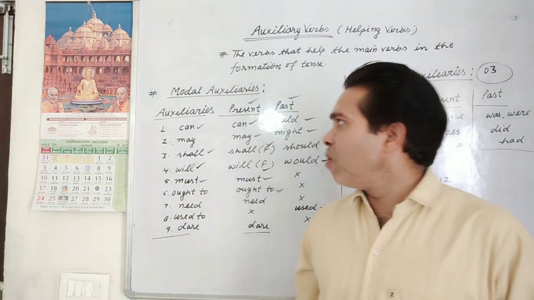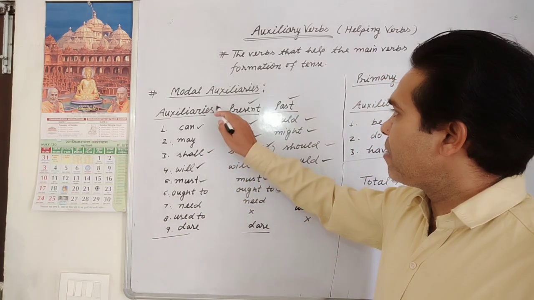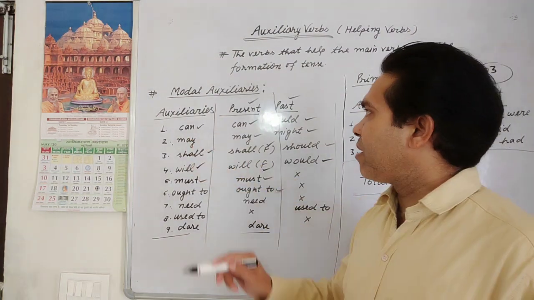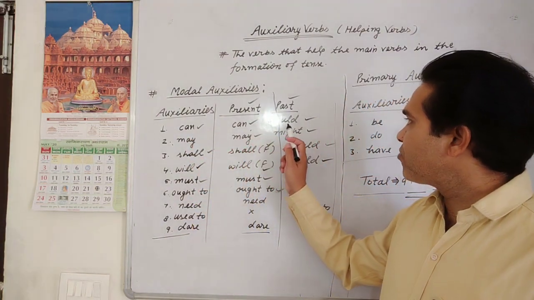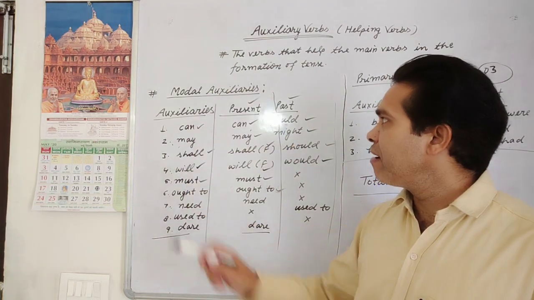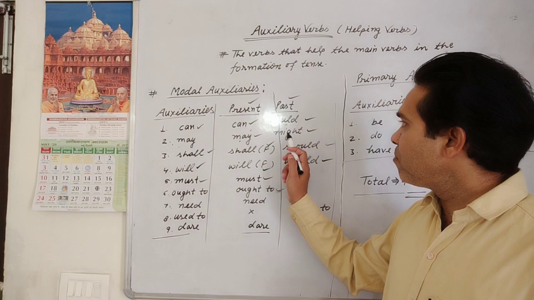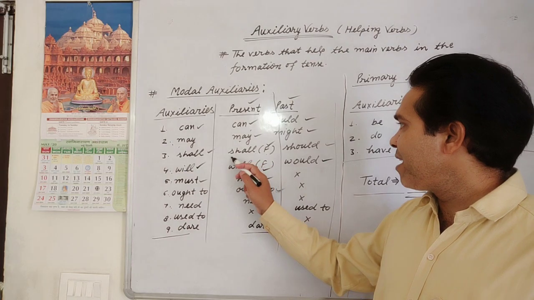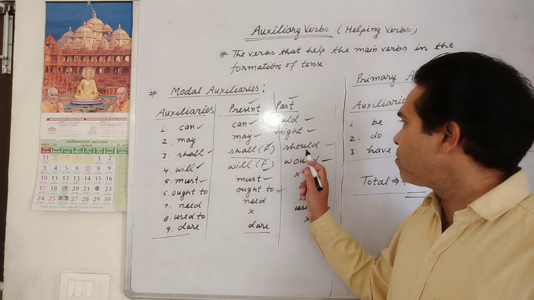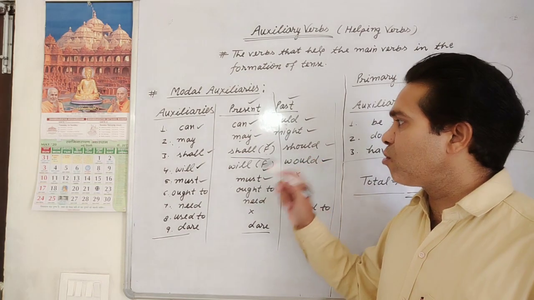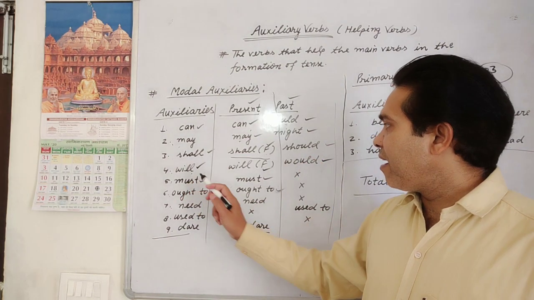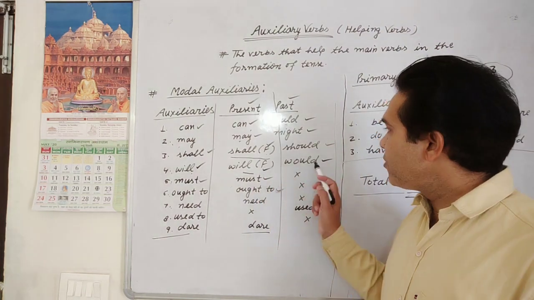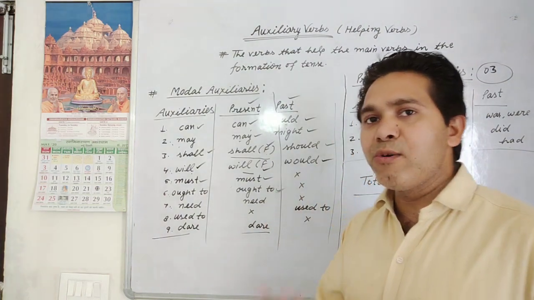Now, modal auxiliaries. You can see the same: I have made three columns. First, can, present form can, past form could. Second, may, present form may, past form might. Third, shall, and future form I have written here, F. Shall, and past form should. It is used in present tense also. And fourth, will, future form will, and past form would. It is used in present tense also. I will tell you how later on.